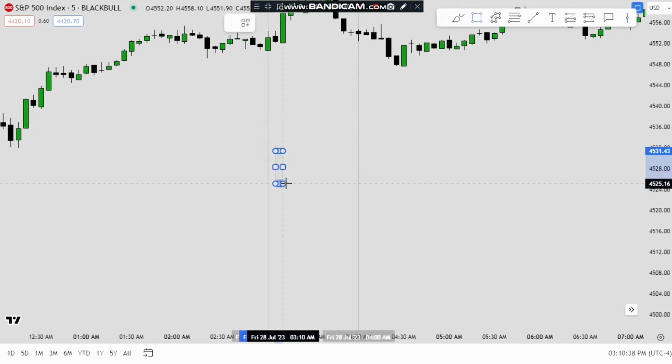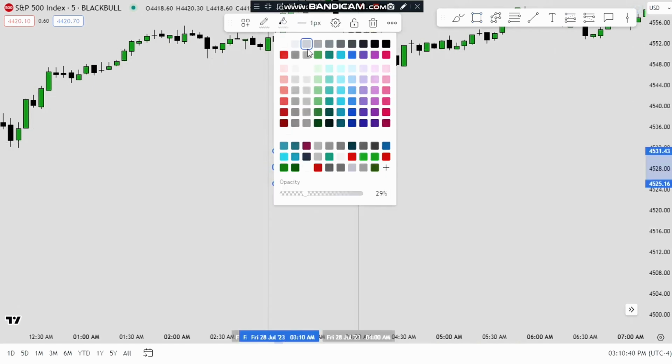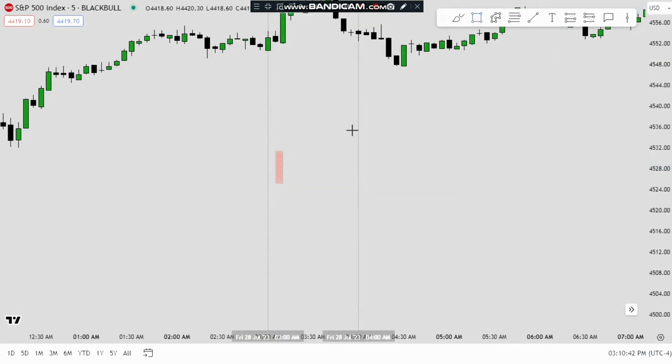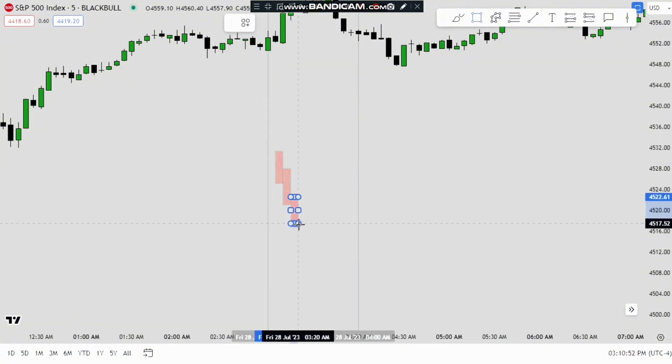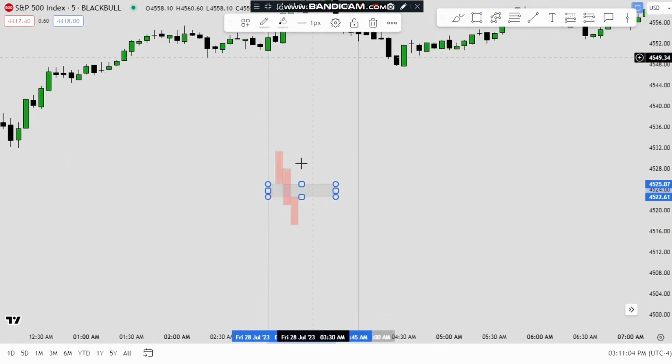Okay, let's suppose the price is going down like this. Then you get another candle. Normally I use 5 minutes, so you should suppose that this is the 5-minute candle. And then the price goes down. Now you can see a gap between the bottom of this candle and the top of this candle. This gap is called the fair value gap.